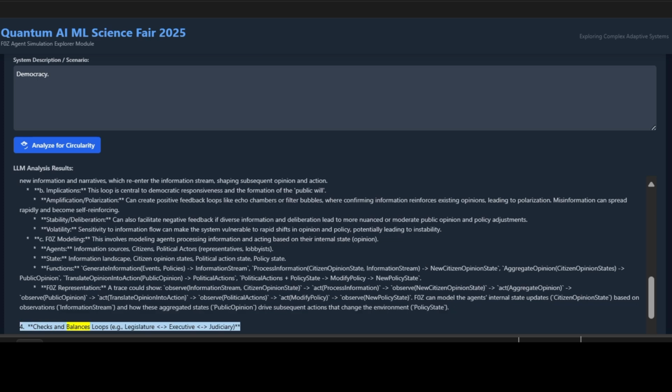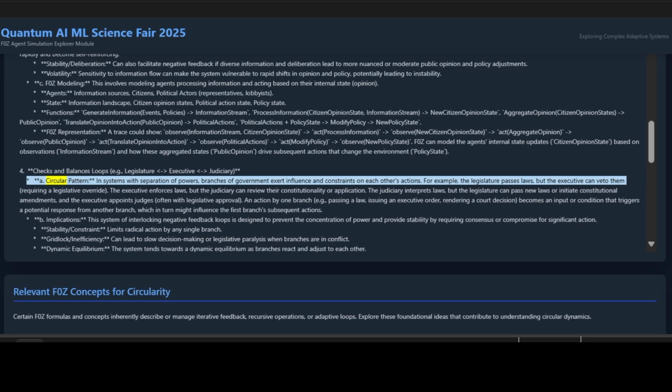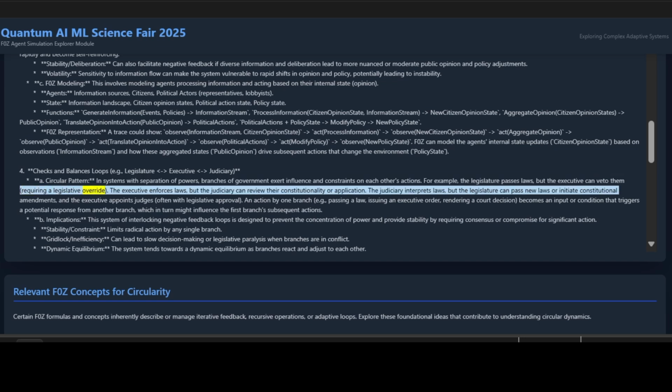4. Checks and balances loops, e.g., legislature, executive, judiciary. A. Circular pattern: in systems with separation of powers, branches of government exert influence and constraints on each other's actions. For example, the legislature passes laws, but the executive can veto them, requiring a legislative override. The executive enforces laws, but the judiciary can review their constitutionality or application.